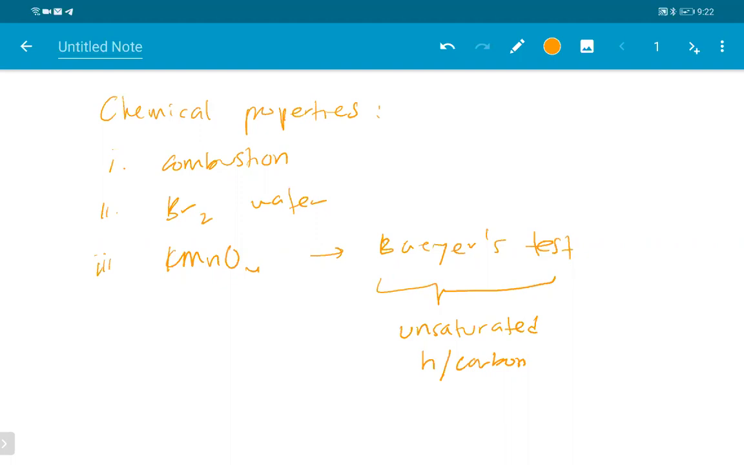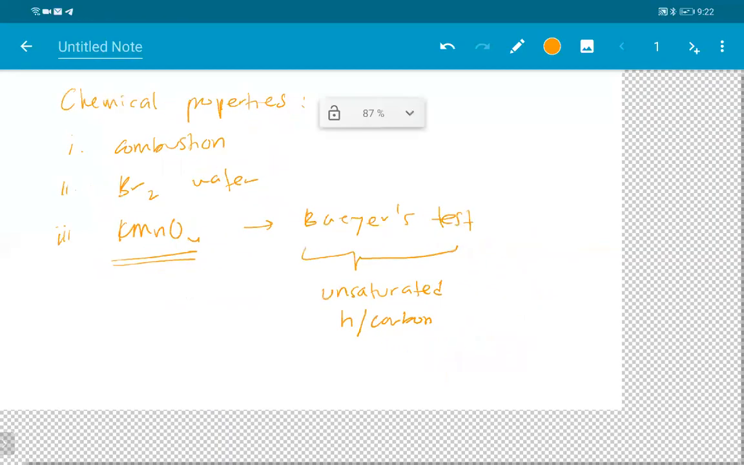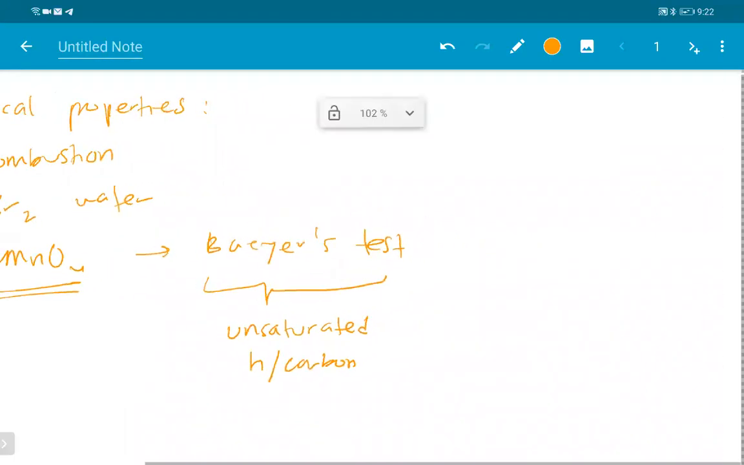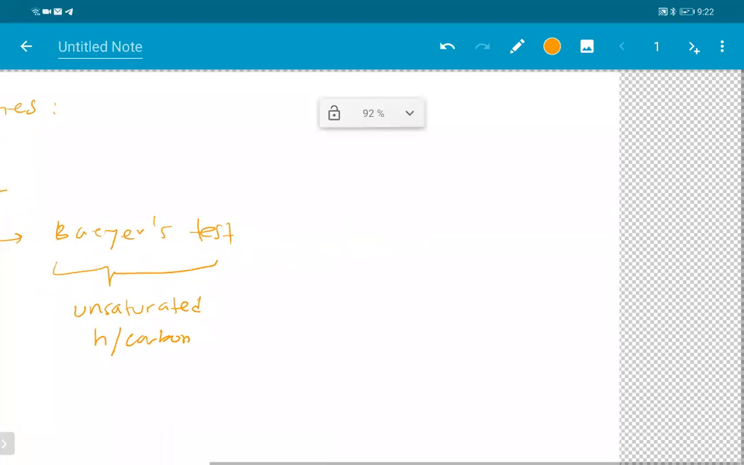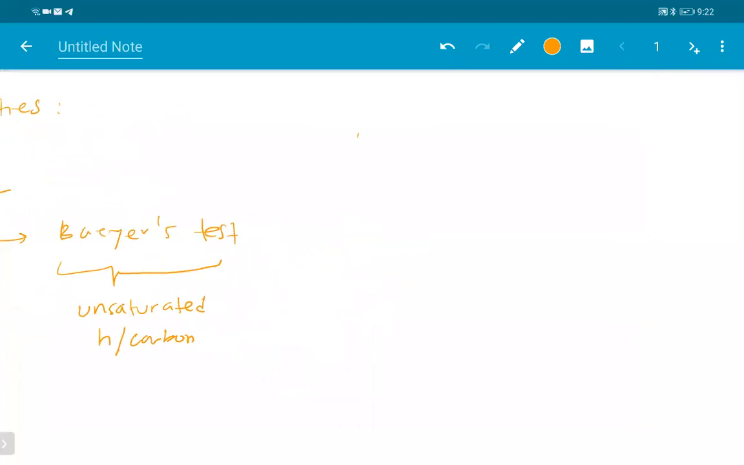So all of these bonds have the tendency to break and then react with this chemical reagent, potassium permanganate. So in the video again there are 3 experiments: combustion, reaction with bromine water, and also potassium permanganate. So for combustion, in general, you should know that whenever we have an alkane, okay, let's talk about combustion.